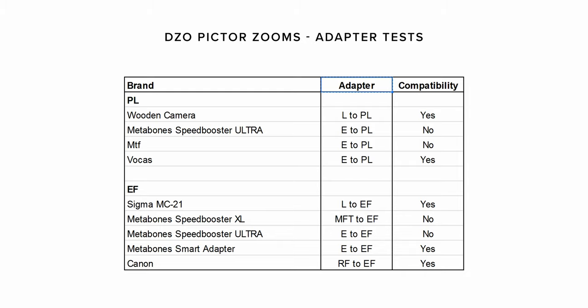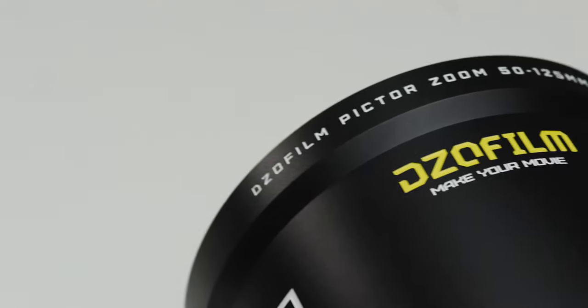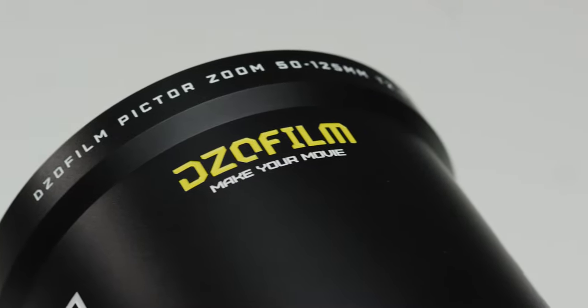When it comes to regular PL mounts, both the Wooden Camera L to PL and Vocas E to PL we tried worked fine, but the MTF E to PL did not. With EF adapters, the MC21 worked fine, and so did the Metabones EF to E Cine and RF to EF adapter from Canon. So if you're wanting to adapt the lens to your mount, just make sure you pick up one by a brand that I haven't mentioned that works here.